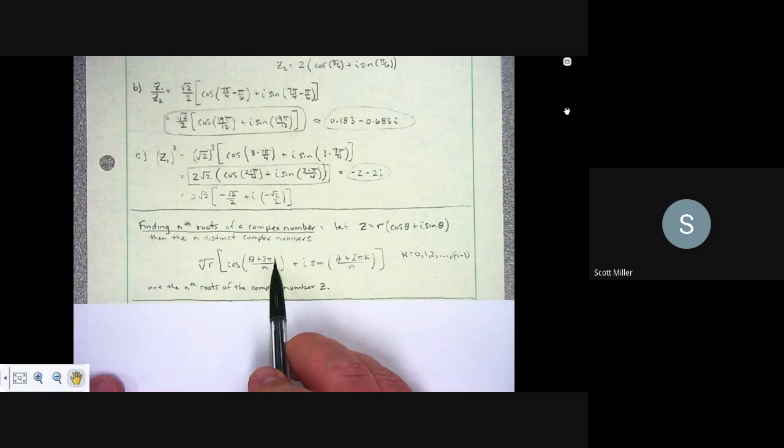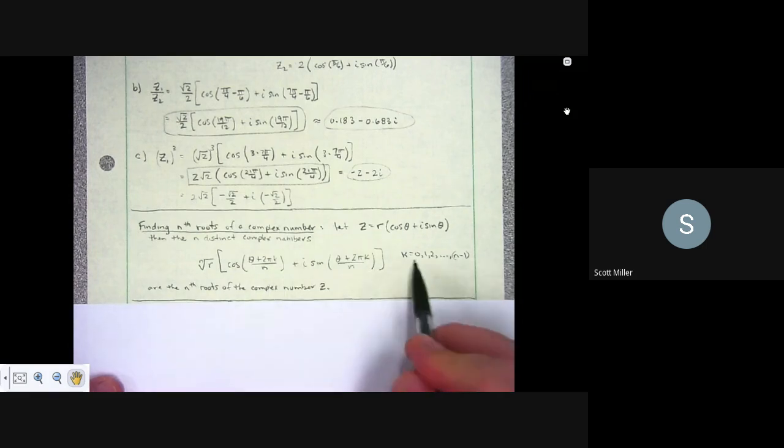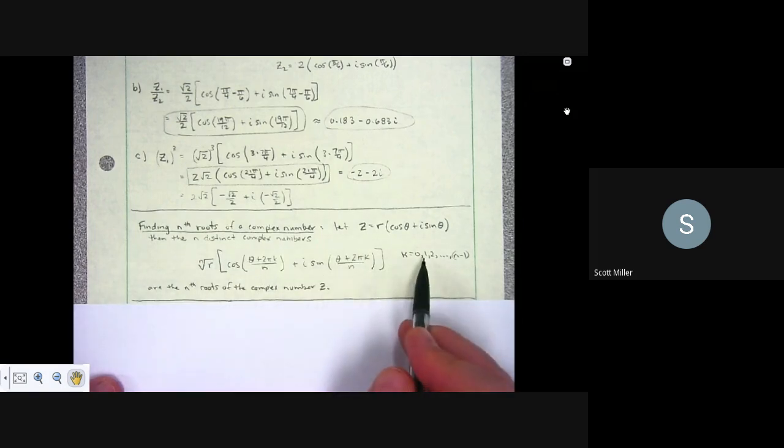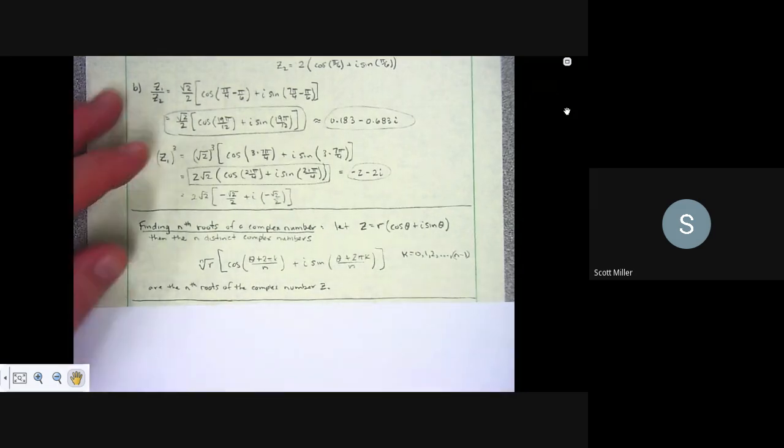Okay? K is the counter. It's going to go through all the numbers up to 1 less than the index. So whatever that number is right there, you're going to go 1 less than that in here because 0 is going to be the first number. Okay, this takes a little bit of time to do, but it's not difficult. All right. Again, you want to make sure you add this to your note card so that you can use it on a test. So let's do this example right here. We're going to find the cube root of that z right there.